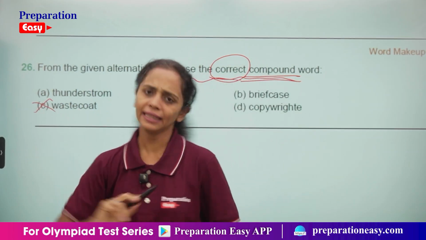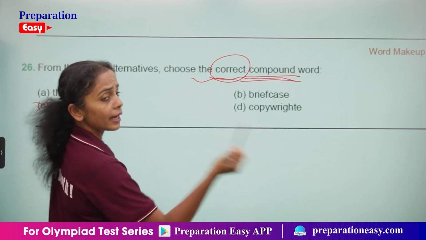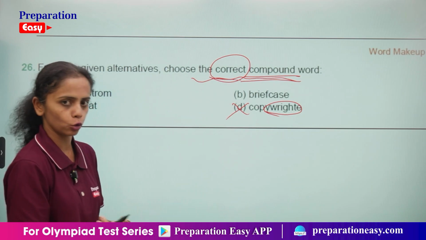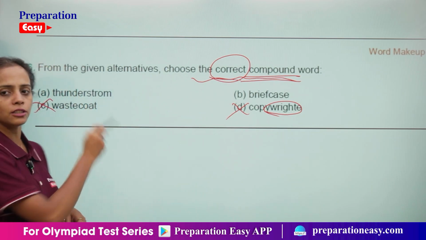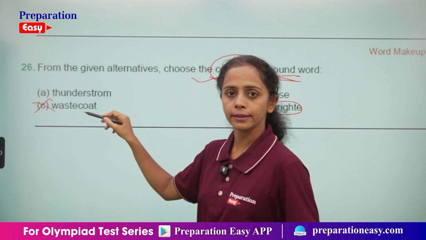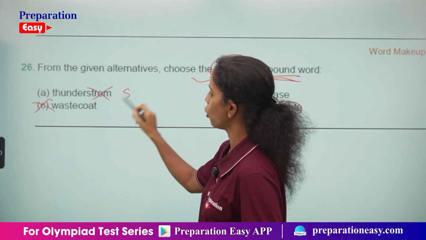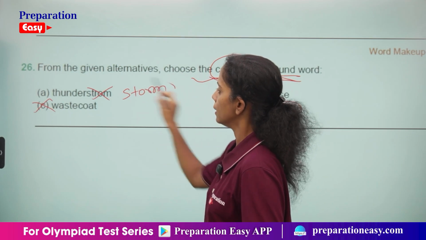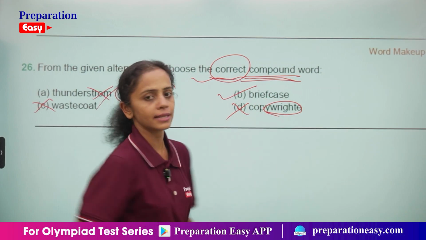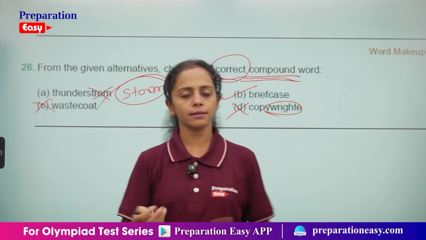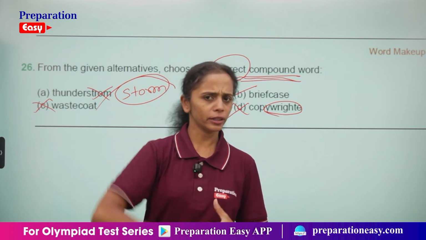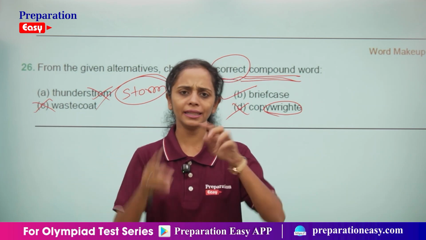Waistcoat, there is nothing such as that. Next is briefcase. Yes, that also is one, and copyright. The spelling of right is wrong, so even this is not going to be it. There are two different words, thunderstorm and the last one is briefcase. Thunderstorm, it's storm. The spelling of this is also wrong, it is S-T-O-R-M. This is the spelling of storm. So, in this case, the briefcase is actually the right word. Briefcase, it's a kind of box where you can carry your important files, clothes, anything. It's a kind of square box.